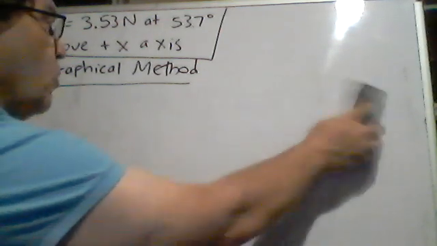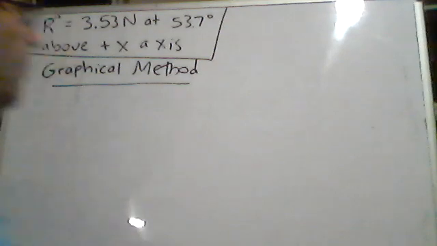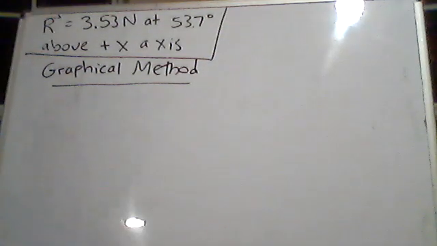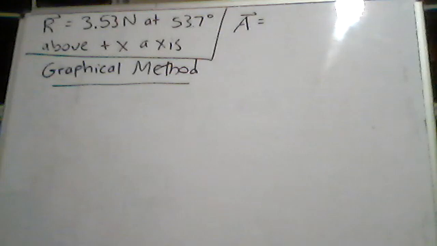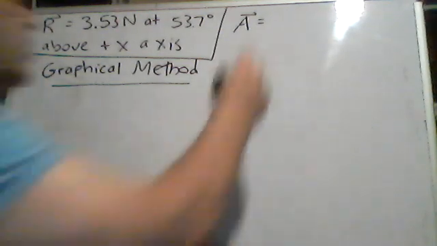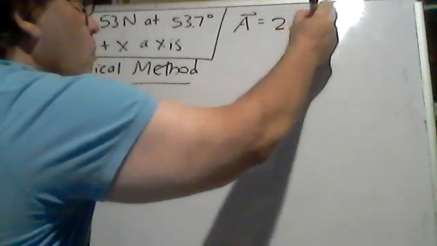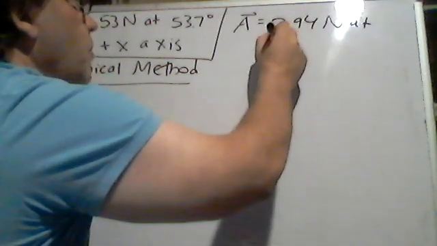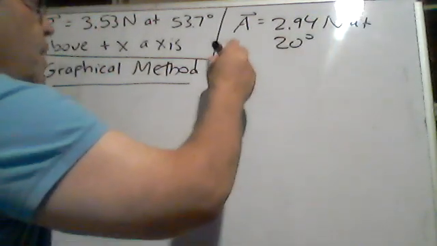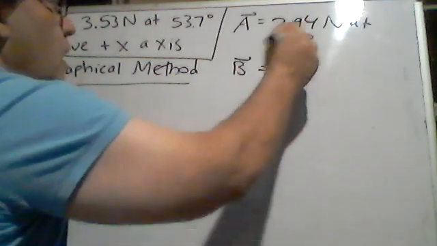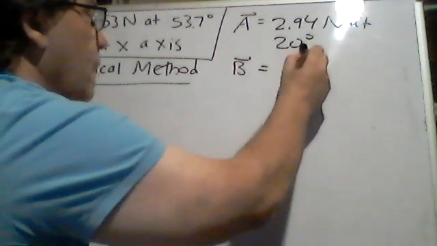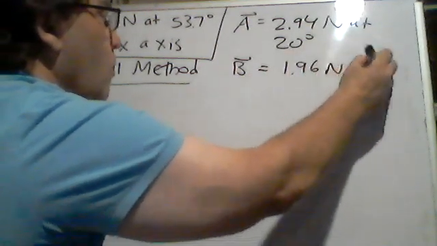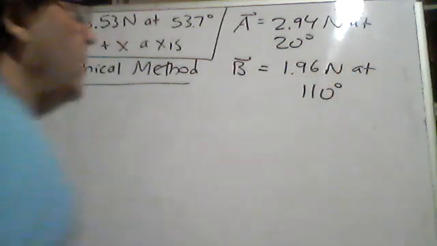And so let's go back and talk about what our problem is again. Remember, it's the same problem we had before. We have A, 2.94 newtons at 20 degrees. And we have B, and that's 1.96 newtons at 110 degrees. And that's the problem we're faced with.